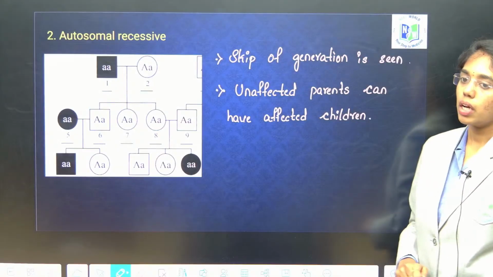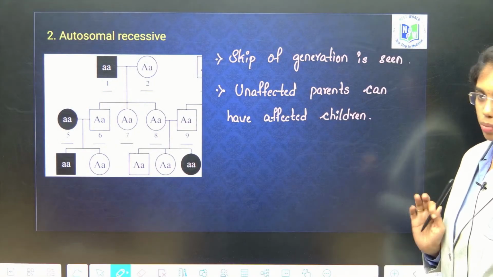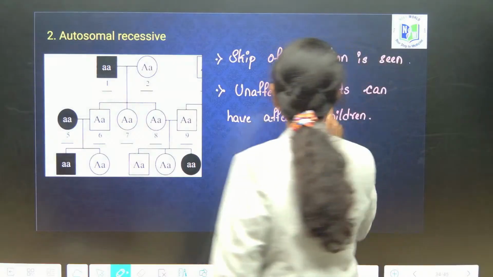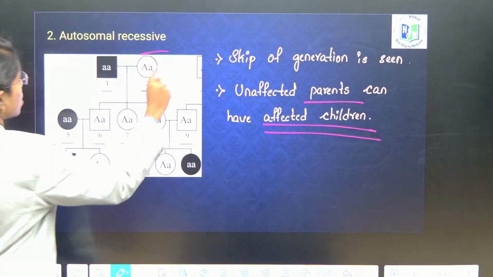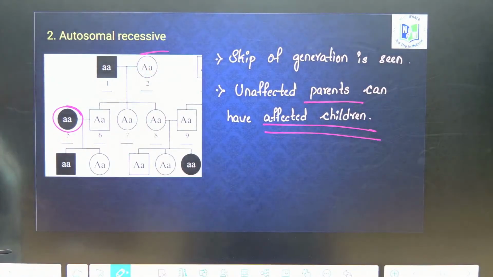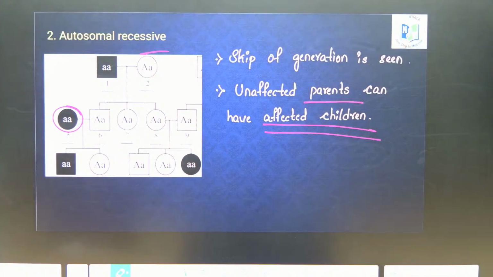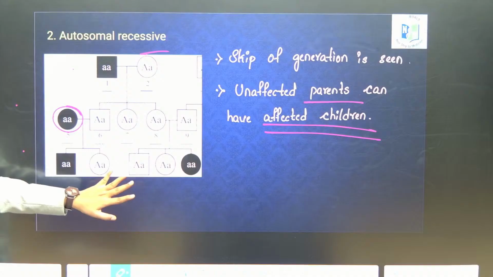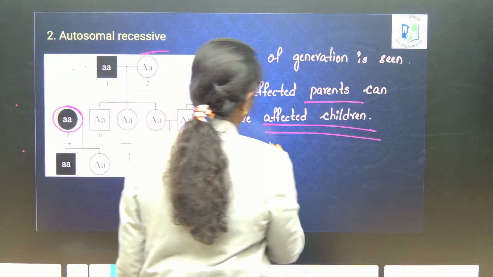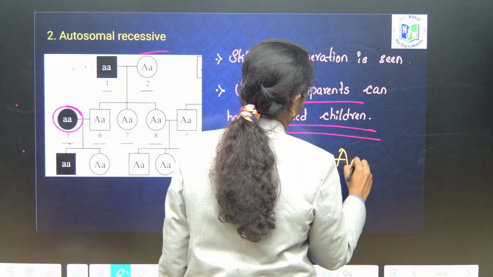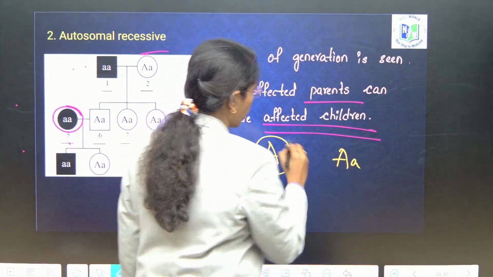Autosomal recessive. Skip of generation will be there. Here, unaffected parents can have affected children. There will be skip of generation. Fine, right? So, here you can see in this though there is no skip of generation, but usually in most cases skip of generation will be there, and unaffected parents can have affected offsprings. Because for example, if this is the genotype of the parents, what are the possible combinations of the alleles?